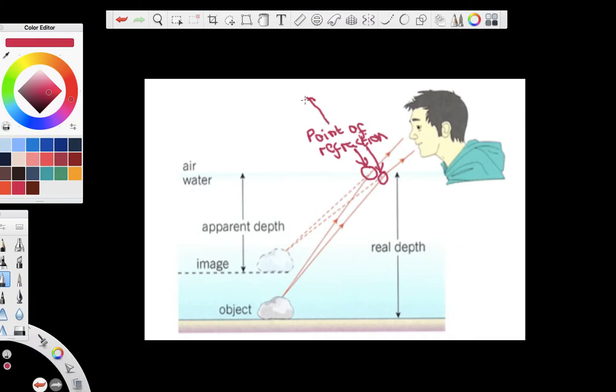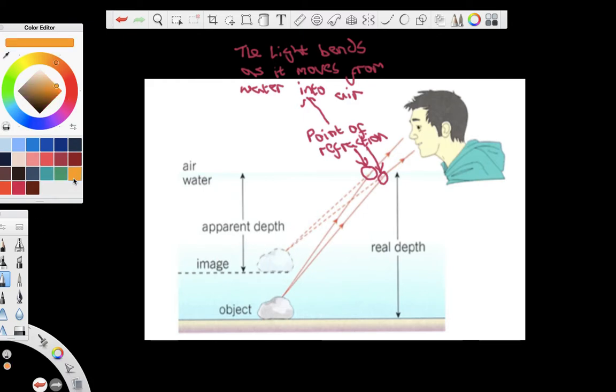So I'm going to add another arrow here and say the light bends as it moves from water into air. Okay? Now, the man's brain can't make sense of this. It can't make sense of the light being bent. So his brain sees the object, knowing that light travels straight, as being shallower than it actually is.